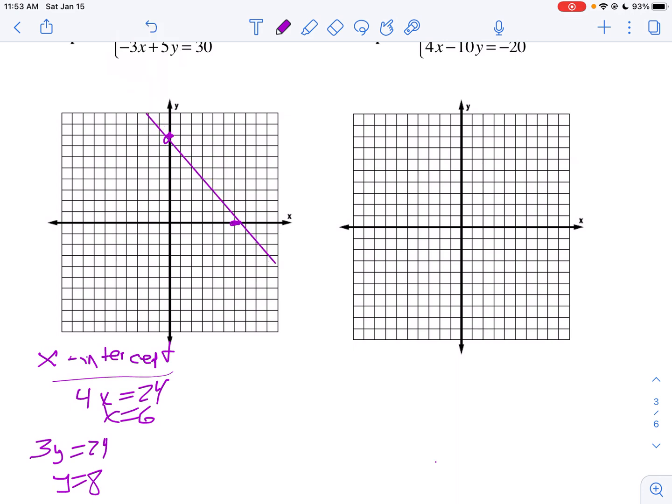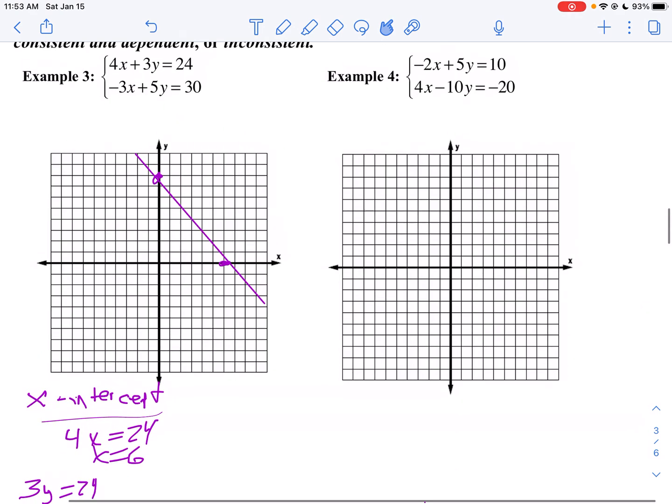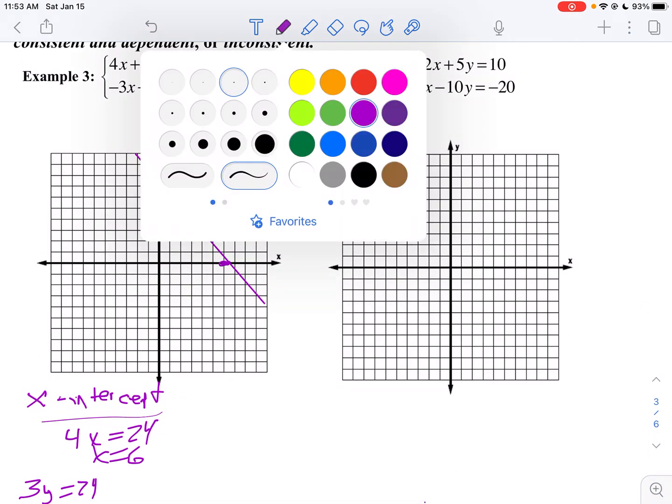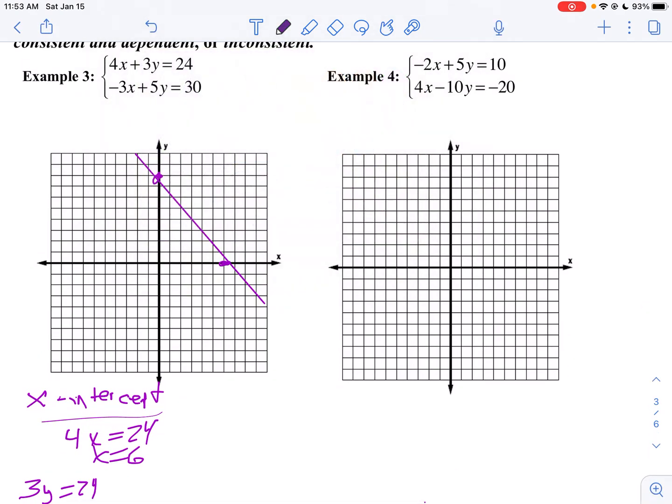Okay, then I'll do my next line. I'll switch colors so you can see the difference. And I'll do my x-intercept. That's when y is 0. So I'm going to get negative 3x equals 30. So x equals negative 10. So I go negative 10 on my x-axis.